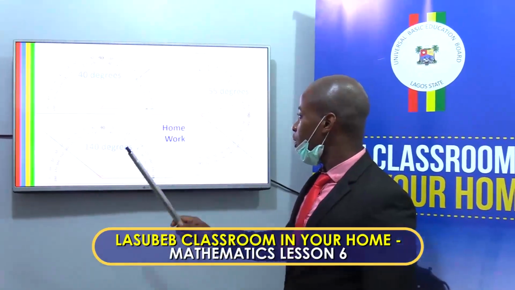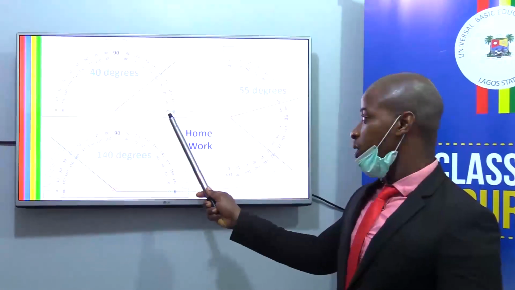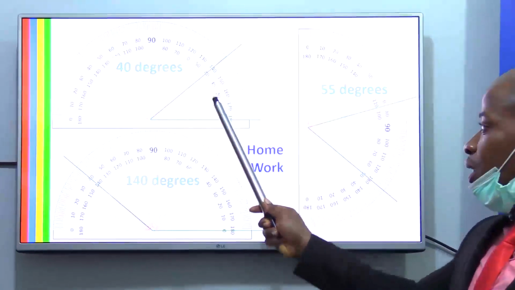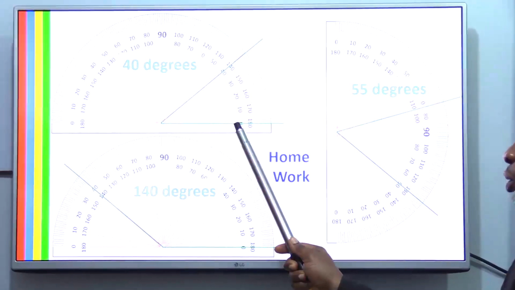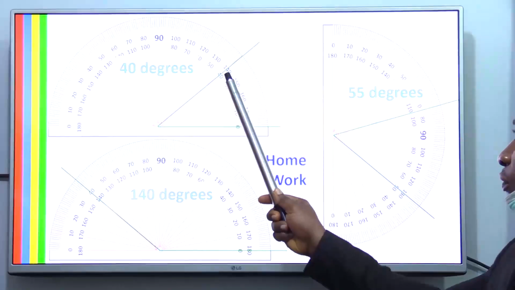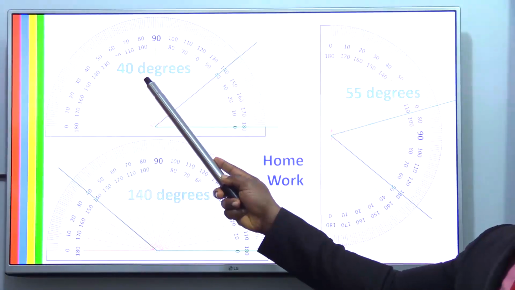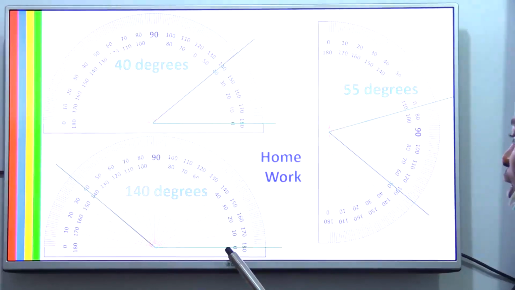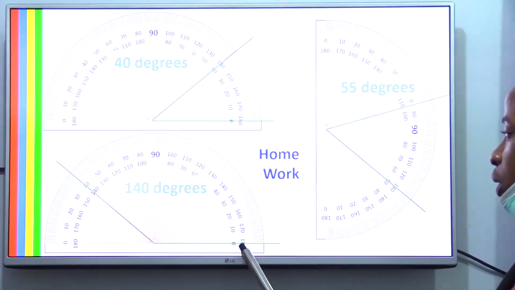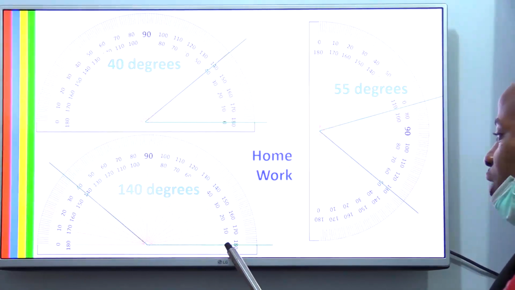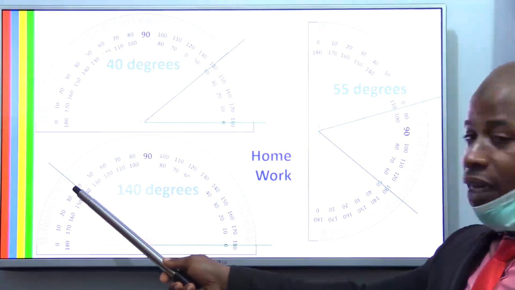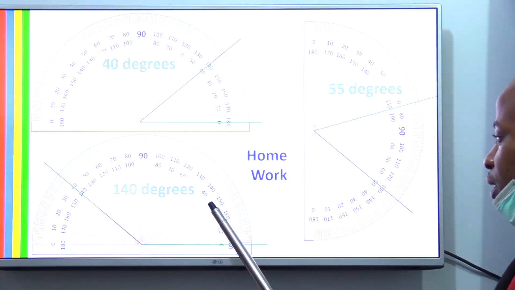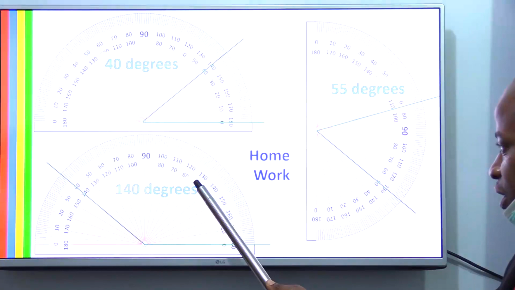For this angle, taking the inner scale as our 0, we look at what the inner scale is saying on the other line, and that says 40 degrees. Even if we count 10, 20, 30, 40, so this angle is 40 degrees as has been indicated. Taking a look at this angle, still using the inner scale as our 0 point, we can count in tens until we get to the other line. Count with me. 10, 20, 30, 40, 50 right here.